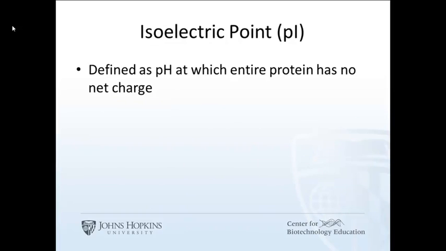Isoelectric point is usually abbreviated as pI, a lowercase p and a capital I. That looks a lot like pH, and there's a reason for that. The isoelectric point is the pH at which the protein has no net charge. That is, all of the positively charged atoms are equally balanced by the same quantity of negatively charged atoms.